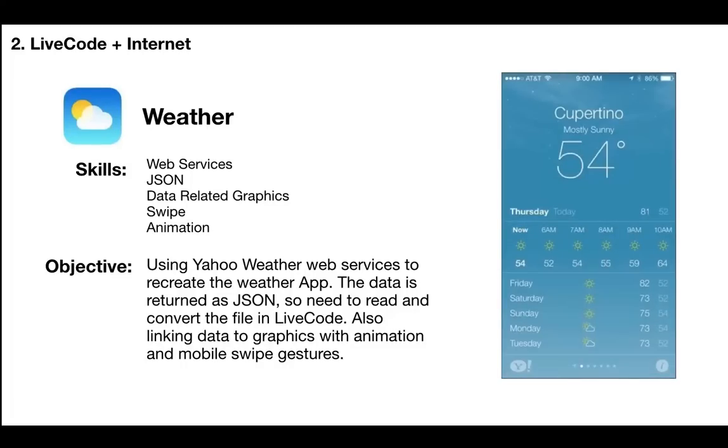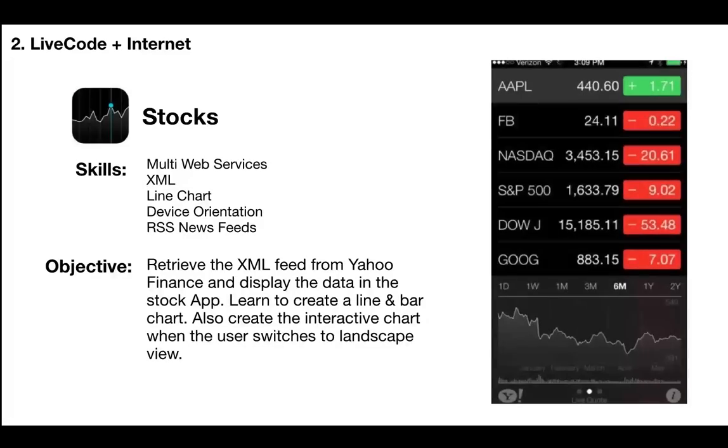We'll show you how to build the weather app, and that includes using web services and JSON to pull down information, data-related graphics, implementing a swipe and an animation effect. And then we'll go on to build the stocks application, which also involves multiple web services, XML, a line chart, and we start to drill into things like using device orientation and scaling by the time we get to this stage.